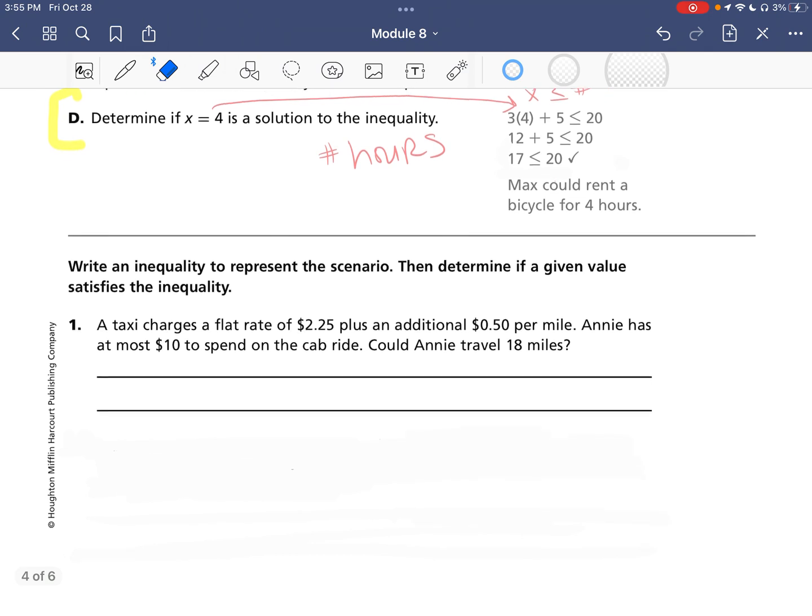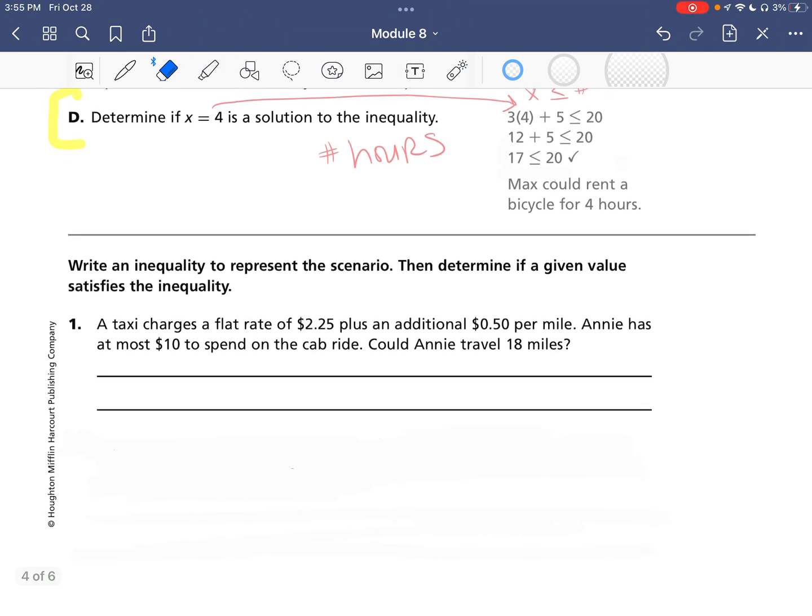All right, we have a taxi that charges a flat rate of $2.25 plus an additional 50 cents per mile. Annie has at most $10 to spend on the cab ride. Could Annie travel 18 miles? So let's start by writing our equation. So we have our 50 cents per mile. So that's going to be our X, 50 cents per mile, plus our flat rate. Okay, so here's our flat rate.